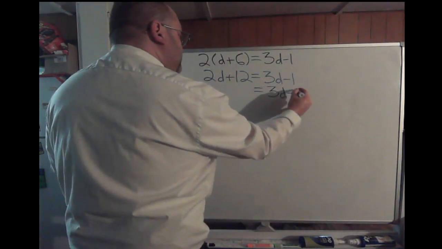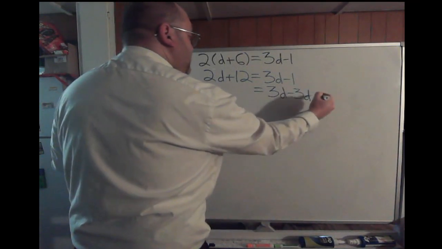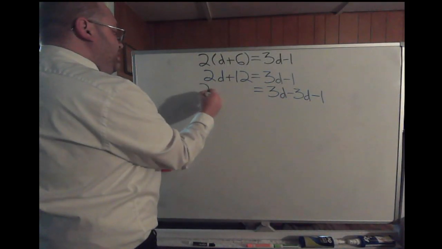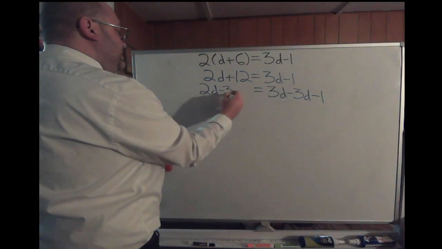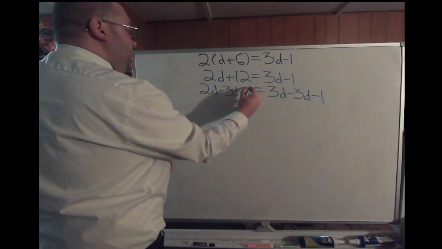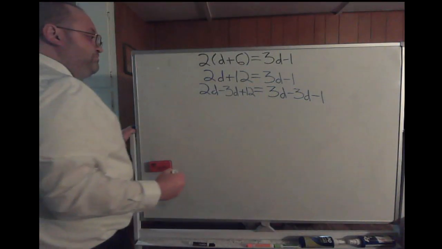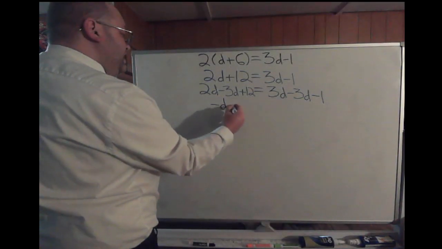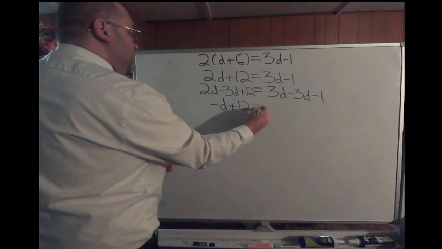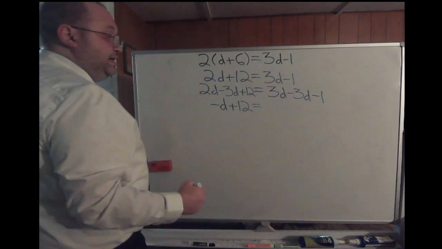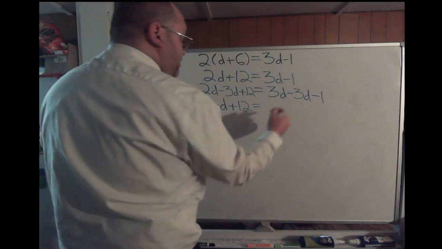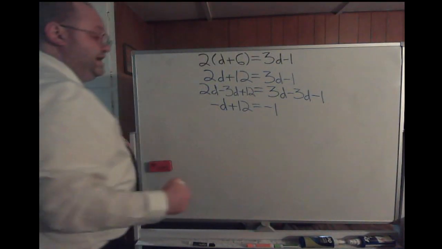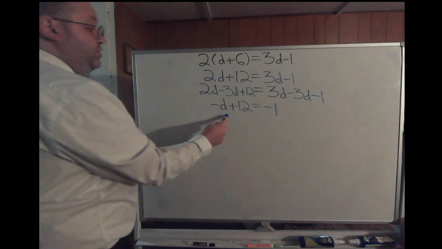So you'll have 3d minus 3d on the right-hand side. Then you have that minus 1 that's hanging out. But since you did it to the right side, you got to do it to the left. You'll end up having 2d minus 3d, then you'll just have that positive 12 that hangs out. Okay, well, let's go on the left. 2d minus 3d, that's negative d. You'll have negative d plus 12 is equal to the right hand side, 3d minus 3d. Well, that's just 0, but you have that minus 1, so now you're left with negative d plus 12 equals negative 1.